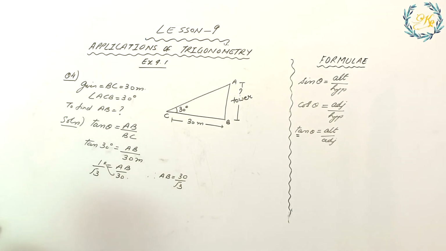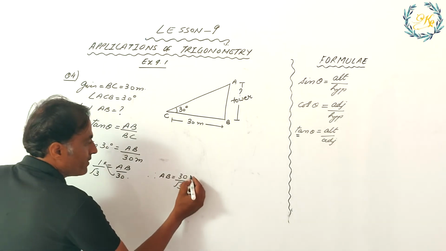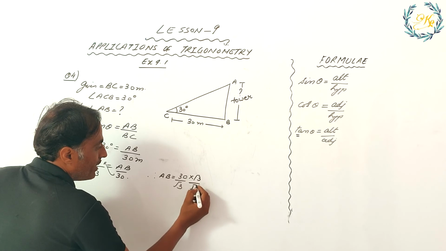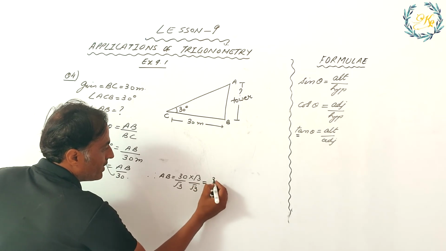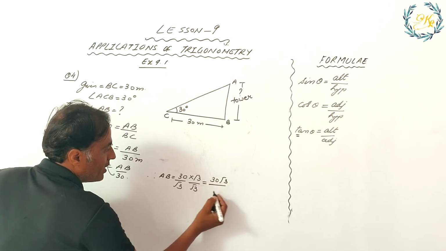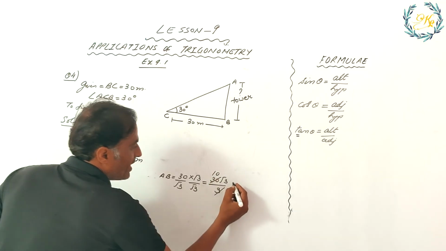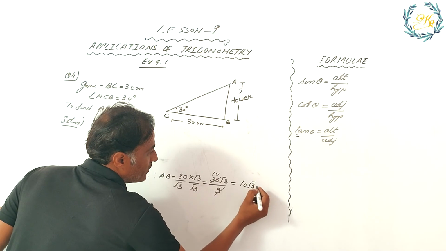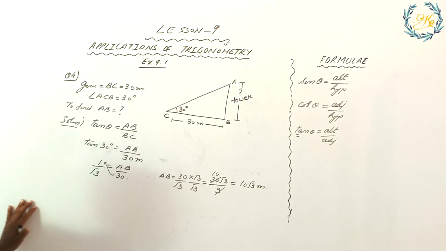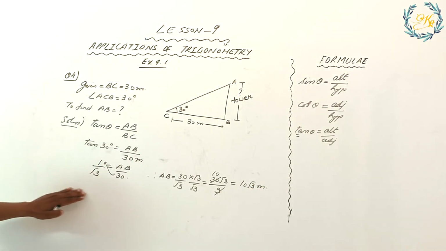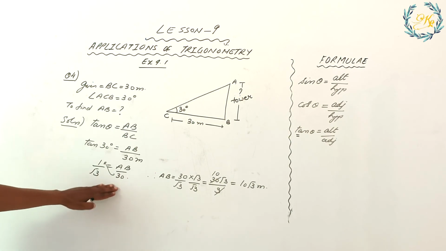Can we rationalize it? Yes, we can rationalize this value. By multiplying the numerator and denominator by root 3, we get the answer as 30 root 3 upon root 3 times root 3. Cancelling this, we get the answer as 10 root 3 meters. So in the last line, you will write that the height of the tower is 10 root 3 meters.